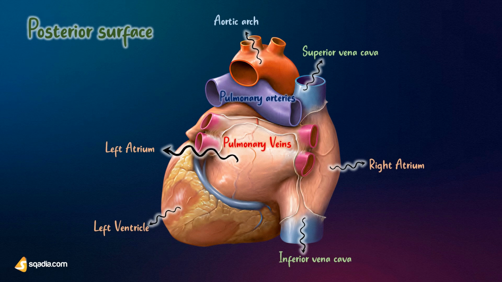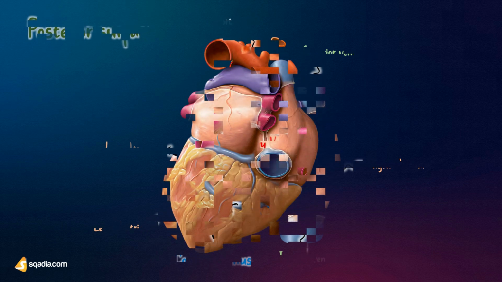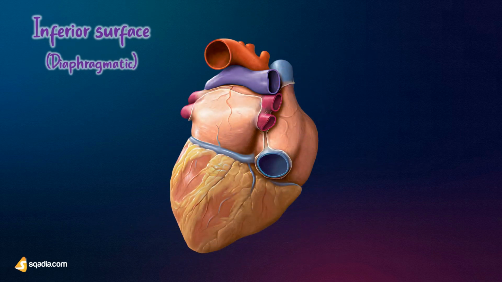And lastly, on the posterior side of the coronary sulcus, there is a venous structure called the coronary sinus. That is actually a collection of coronary veins, which collects blood from heart muscle tissues or myocardium. Now the third and last surface of the heart is its inferior or diaphragmatic surface.